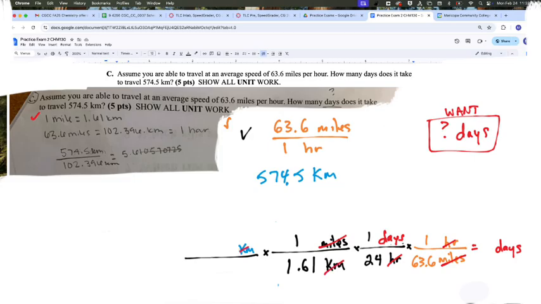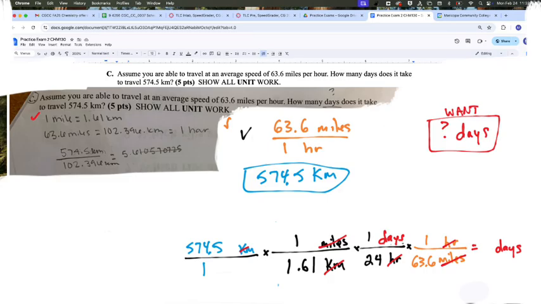Do I know the kilometers? Does the question tell me a number of kilometers? Yeah, it does. So what do we do? 574.5 kilometers. What goes in the denominator? 1. The number that does not change the value of our top number, and a unit that does not change the unit of our top unit.